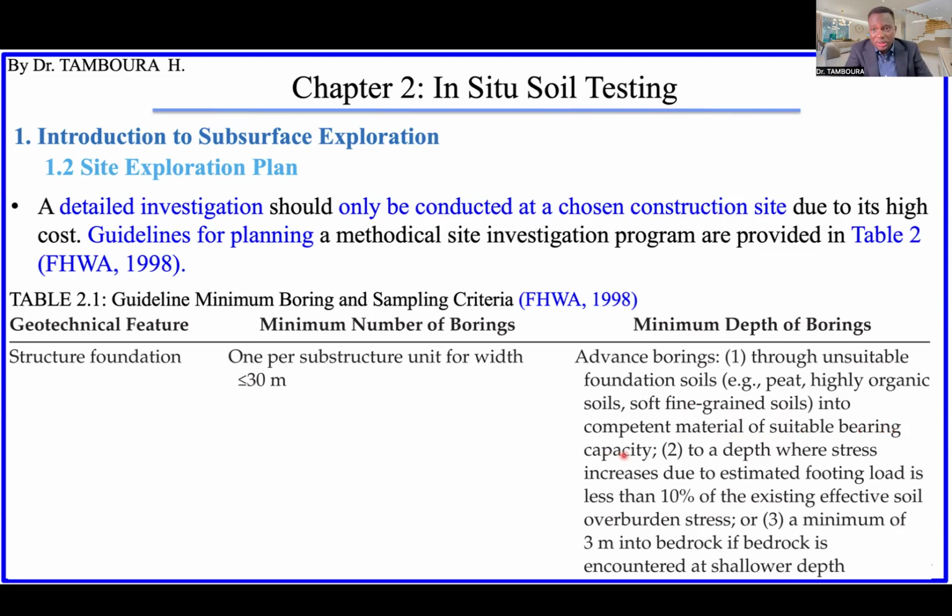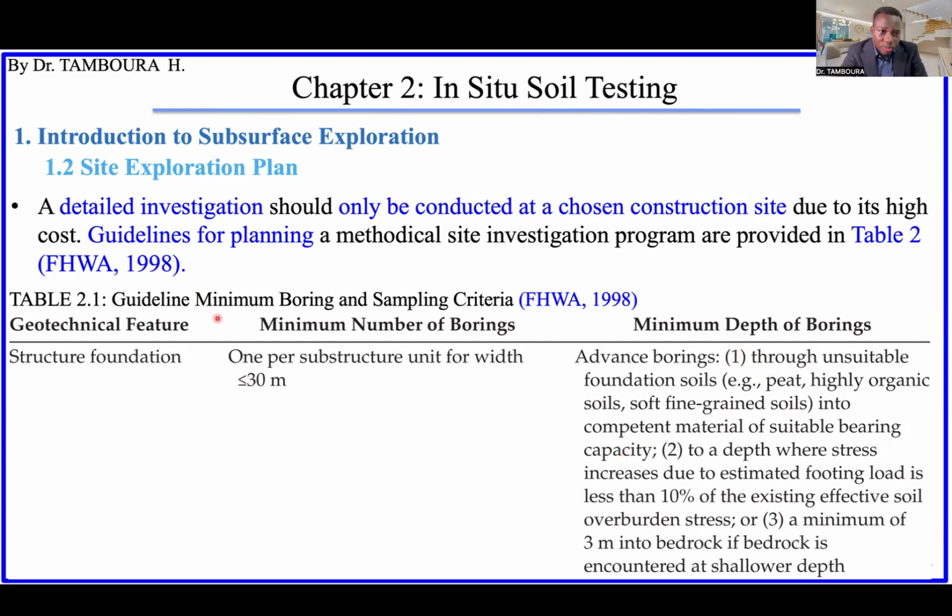I'm not sure if you understand this, but sometimes you may have the upper part of the soil, the site, made of very weak soil. A very strong layer exists beneath that. So in that case, you have to go through, okay, the weak soil and reach that strong layer. That's the meaning. That's the first point.